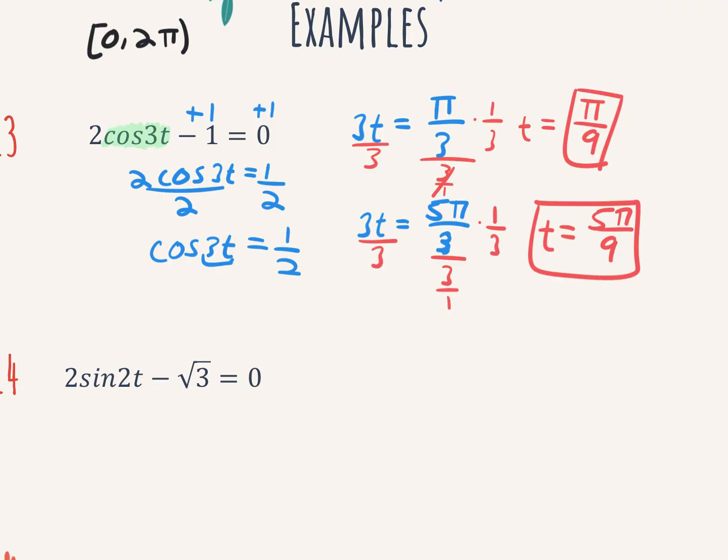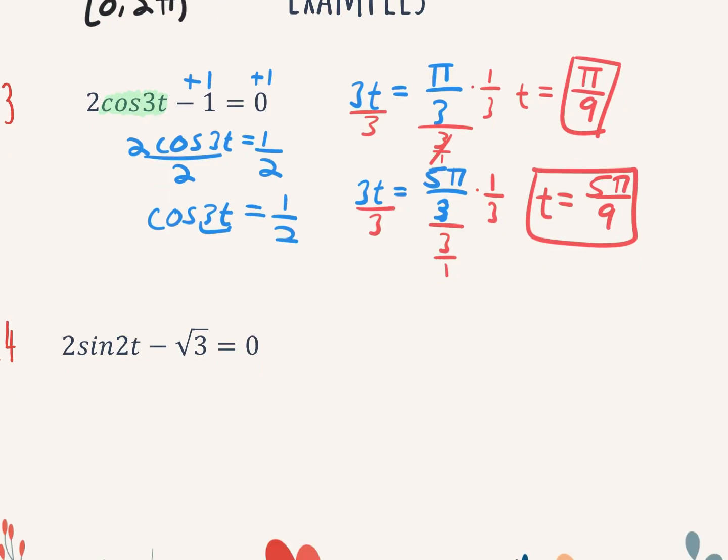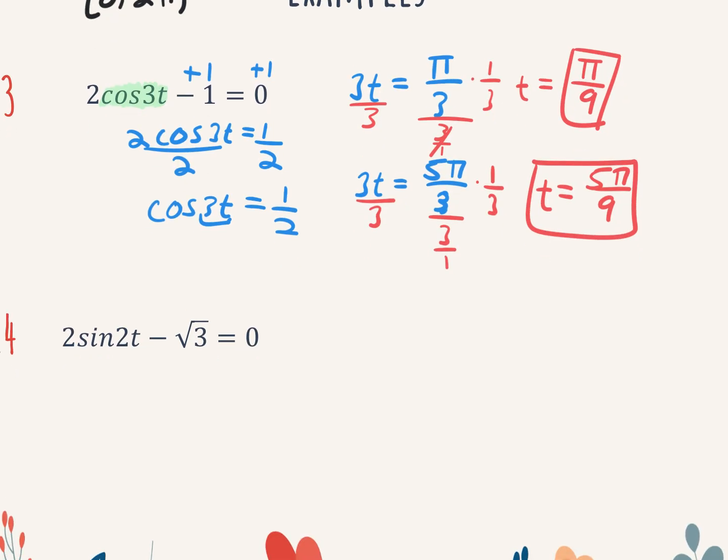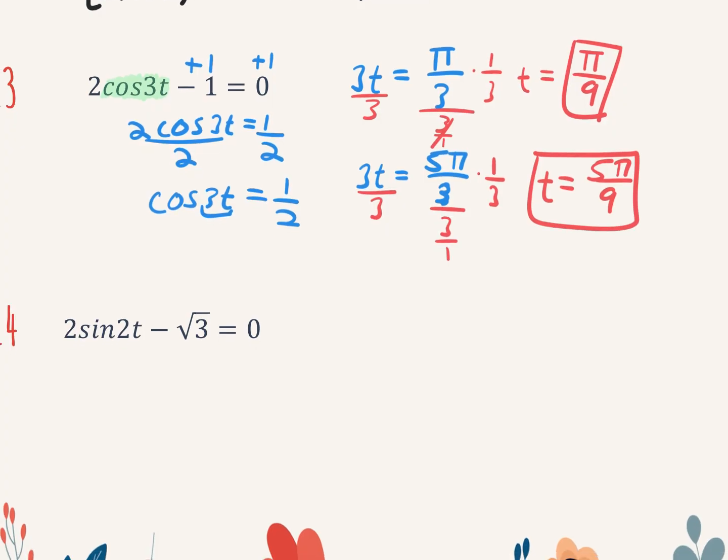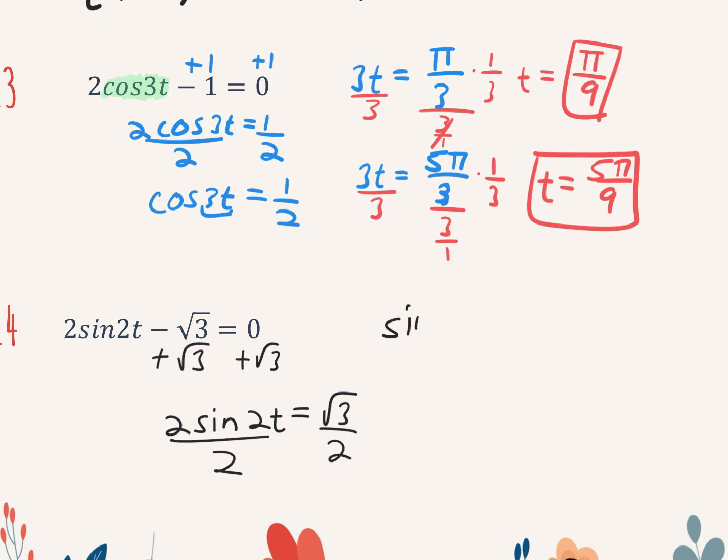Again, the next one will also solve in the interval of 0 to 2 pi. What can we do there? Good, right? So let's add the square root of 3. And so we get 2 sine of 2t. So again, this one's like the last one in that there's something inside with the variable. All right, and then we can divide by 2. So then we get sine of 2t equals square root of 3 over 2.